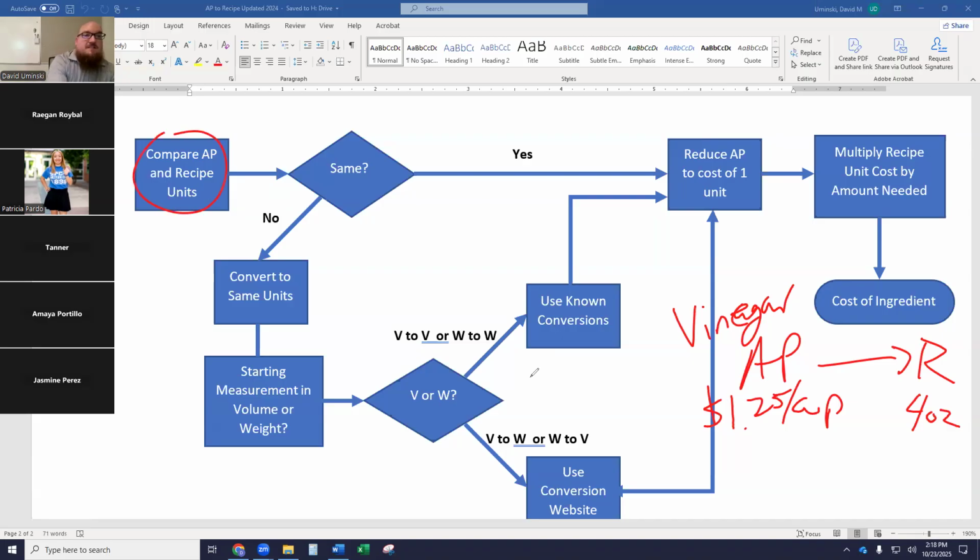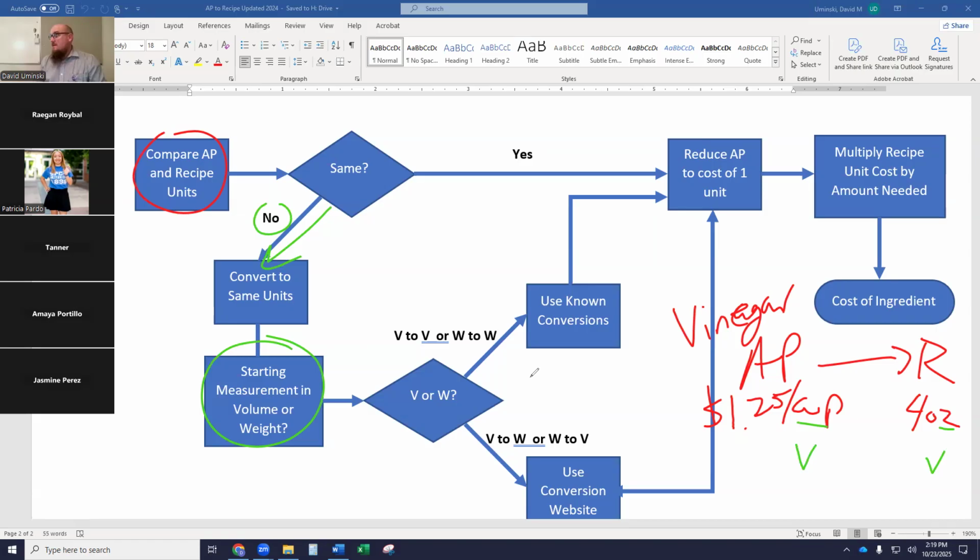So compare the recipe units. Are they the same? Cups and ounces, are they the same? No. So I'm going to follow this arrow. I need to convert to the same units. Now, is my starting measurement in volume or weight? Is cups volume or weight? Volume. Is 4 ounces of vinegar weight or volume? It's vinegar, so it's a volume because it's a liquid ingredient. Anything that's a liquid, when we see ounces, that's a volume measurement.